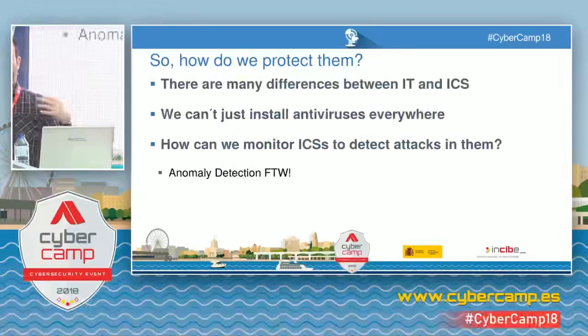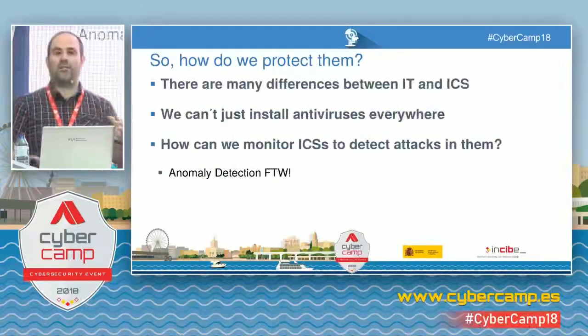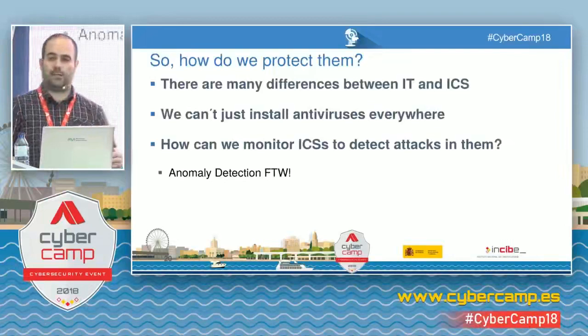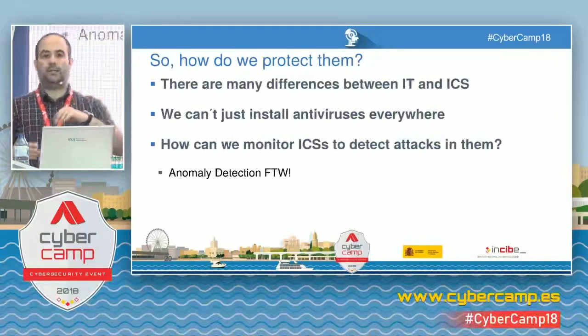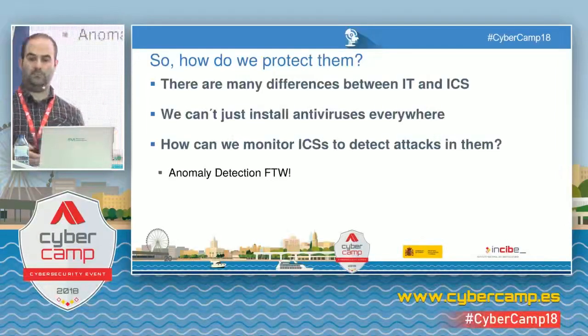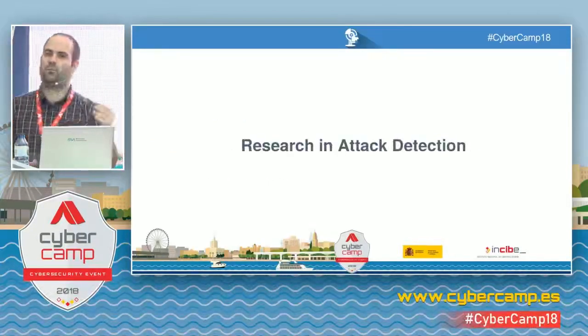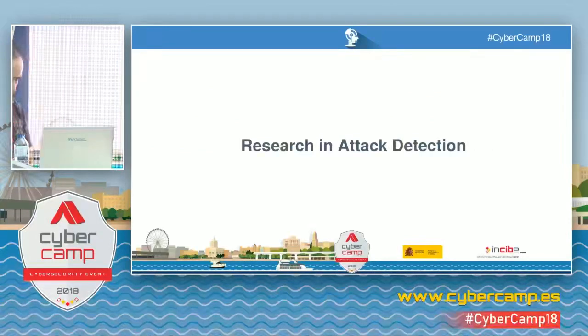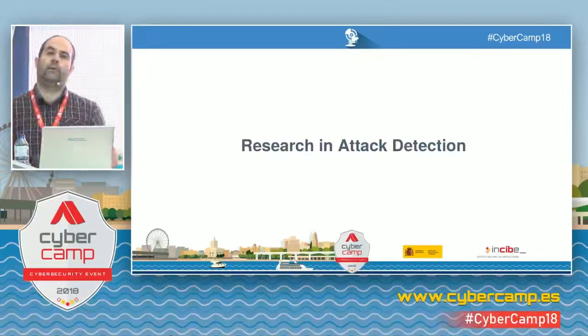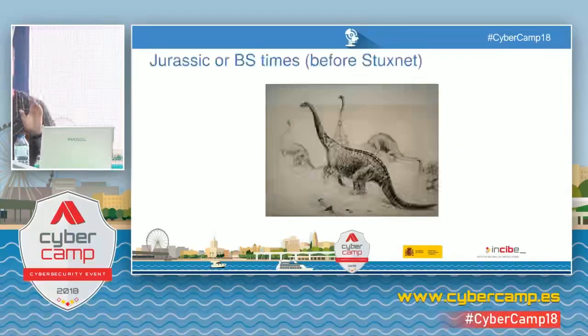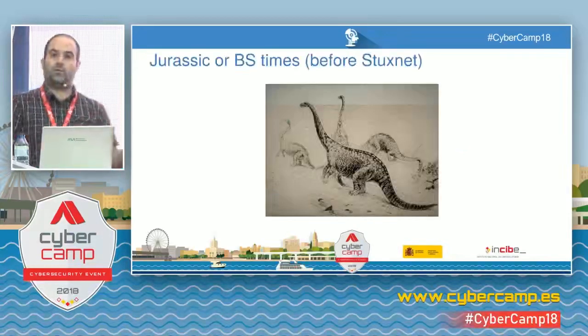So what can we do? Let's try and use these features that industrial networks have, trying to detect attacks. If they are so deterministic and static, let's dive into that and explore it. And this is the state of the art for attack detection. And let's say this from a personal point of view.